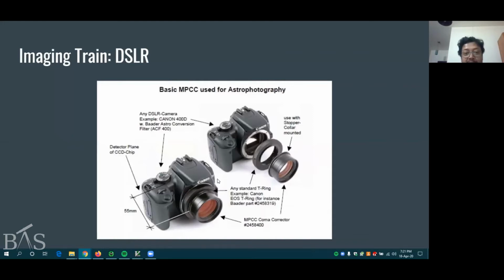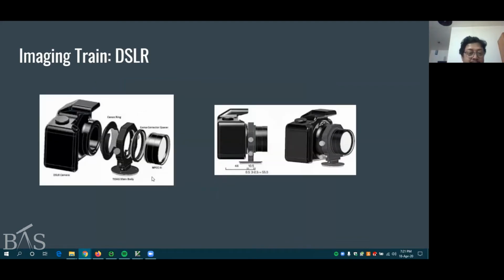You need to think about buying things properly. So here is an example of using MPCC, multi-purpose coma corrector for Newtonian by Baader, which is very popular, being used with a DSLR. Now, along with an OAG, the OAG itself is 10 mm thick, and the MPCC has a back focus of 55 mm. So if you want to put 11 mm T-ring, 11 plus 10 plus 44 is not equal to 55.